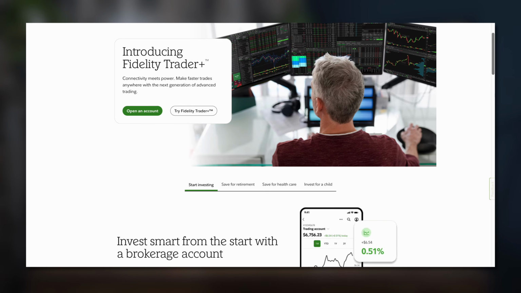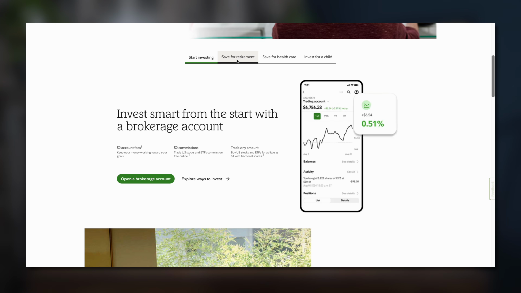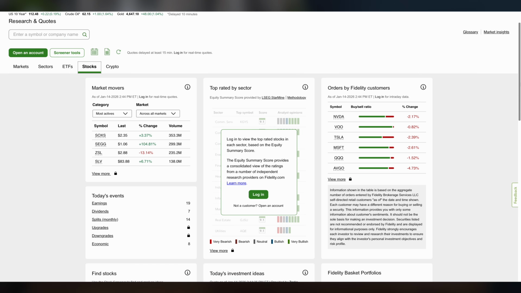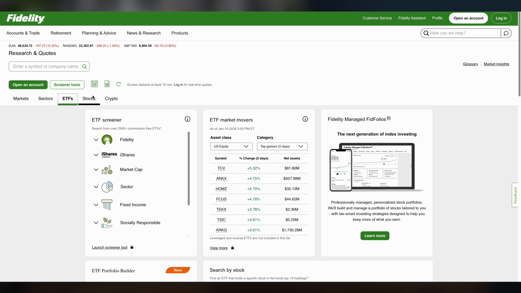Fidelity is a full-service brokerage platform that has been around for decades, and they manage trillions of dollars of assets. They serve everyone from casual investors to institutions, retirement investors, and more. Fidelity offers stocks and ETFs, mutual funds, options, bonds, CDs, and more.